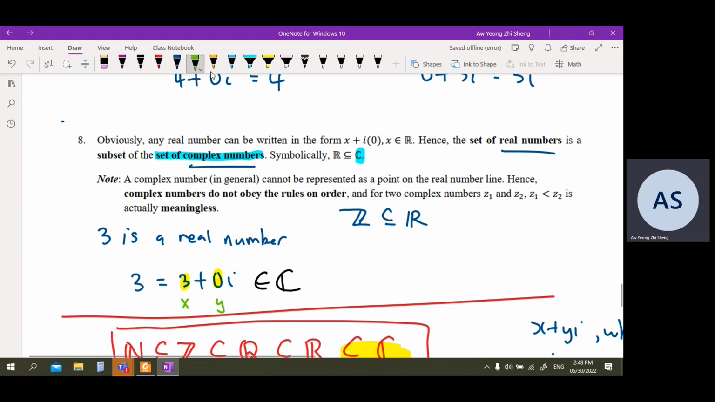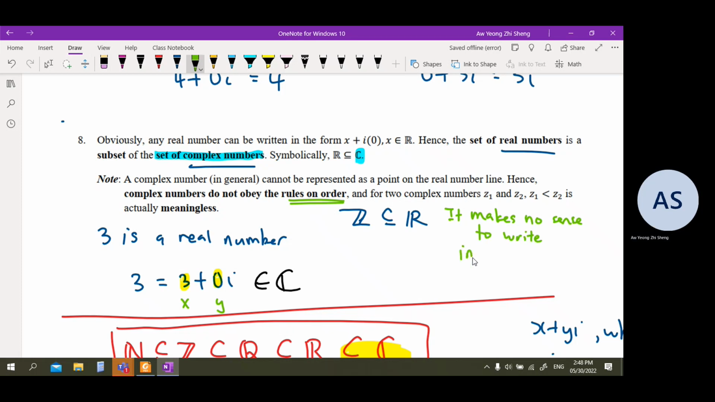And so what do I mean by the rules on order here? That means that it is impossible for us to make comparison between two complex numbers and say that one number is larger than the other. So in other words, it makes no sense to write inequalities involving complex numbers.